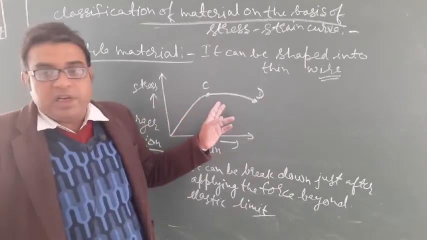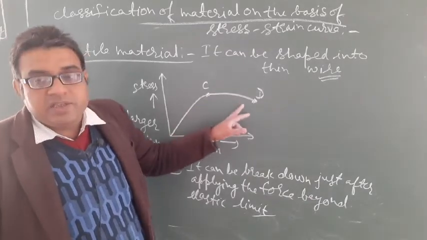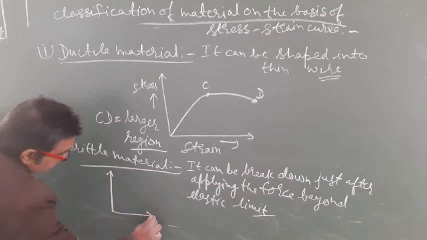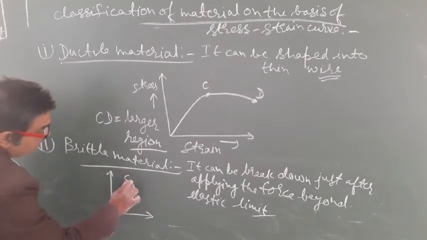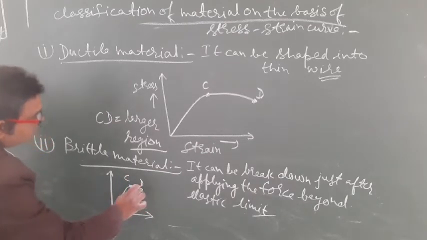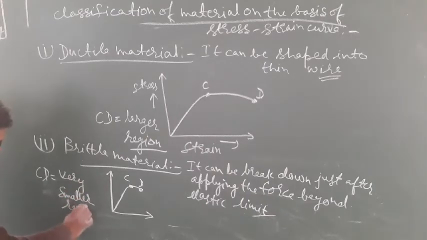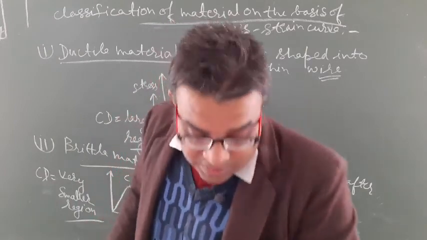And for brittle material, the gap or spacing between point C and point D is very small. The region CD is very small for brittle material.